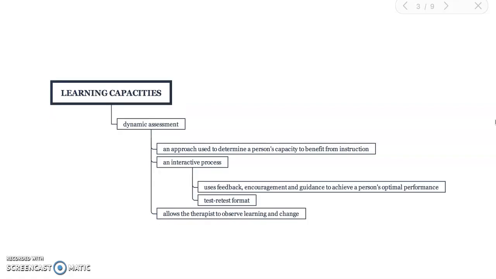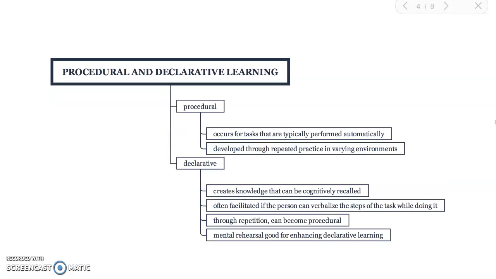For learning capacities, one thing to do is dynamic assessment, which is an approach used to determine a person's capacity to benefit from instruction. It's an interactive process that uses feedback, encouragement, and guidance to achieve a person's optimal performance, and it involves a test-retest format, which allows the therapist to observe learning and change.